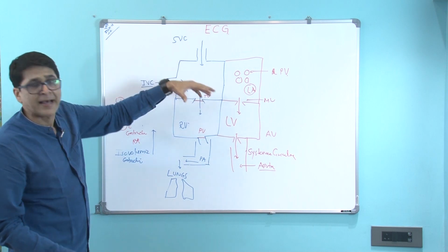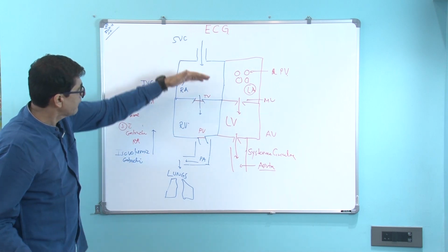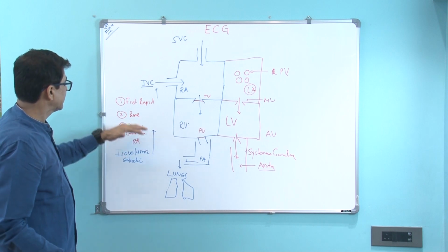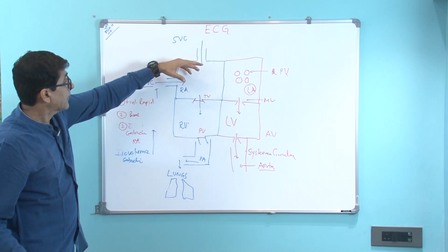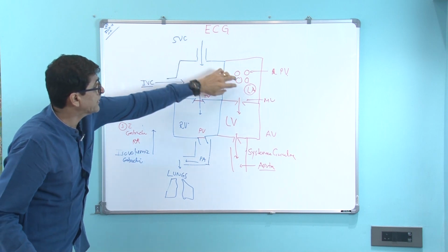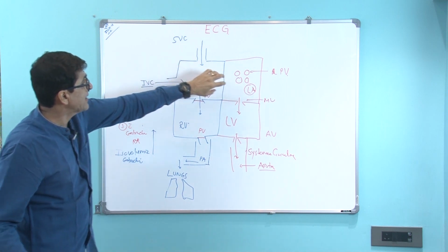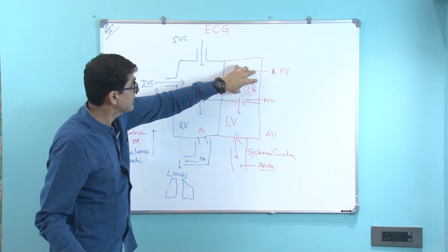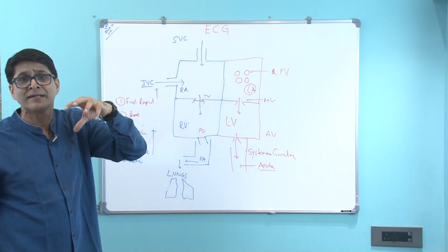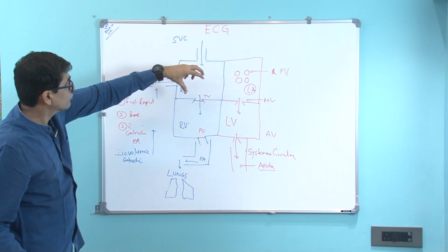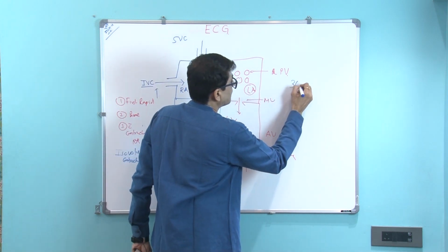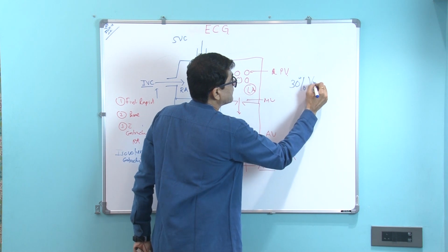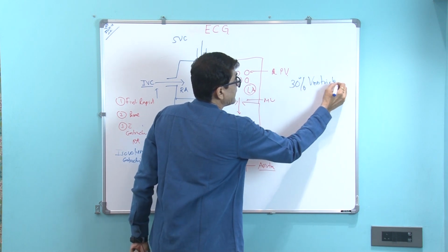When blood comes in three phases, first the rapid filling phase, second the passive or middle phase, and third with the contraction of both atria, RA and LA both contract. So we call it atrial systole. When they contract, almost 30% of the ventricles get filled up.